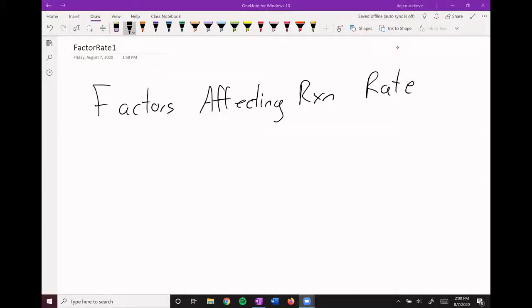All right, so in this lab, we're going to take a look at different factors affecting the rate of a reaction, right? So in class, we learned that some reactions are very fast. They can happen on the order of a fraction of a second, and other reactions are very slow. They can take hundreds of years. And so we're going to take a look at some factors that affect why some go fast and some go slow. So the number one thing we're going to look at here is the nature of reactants.